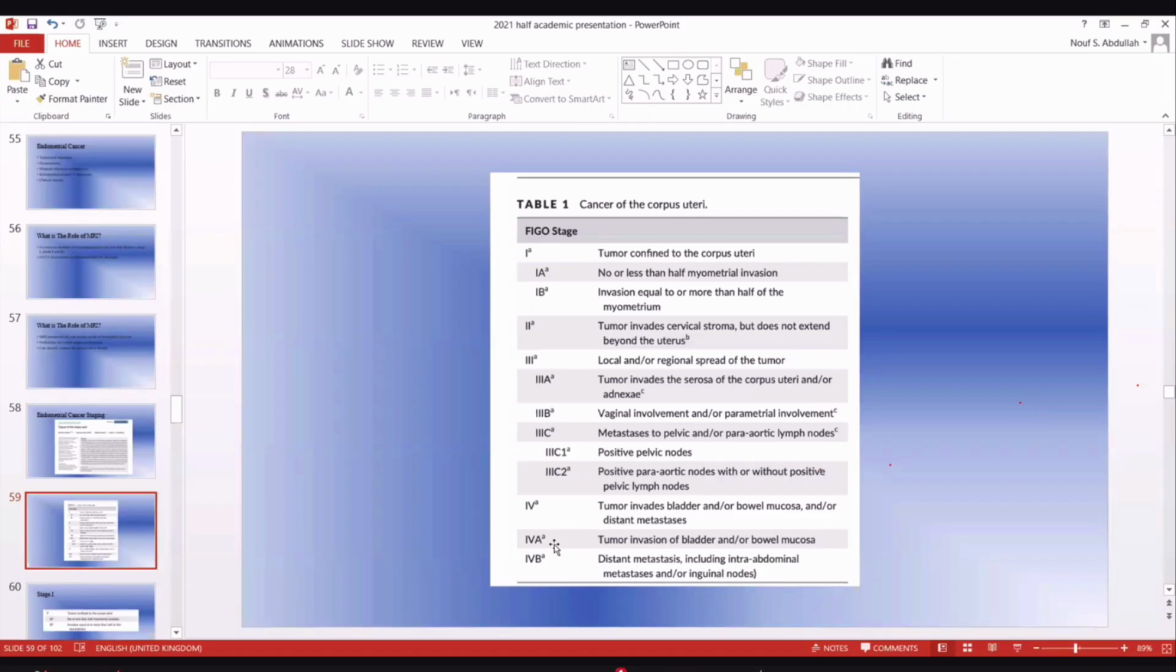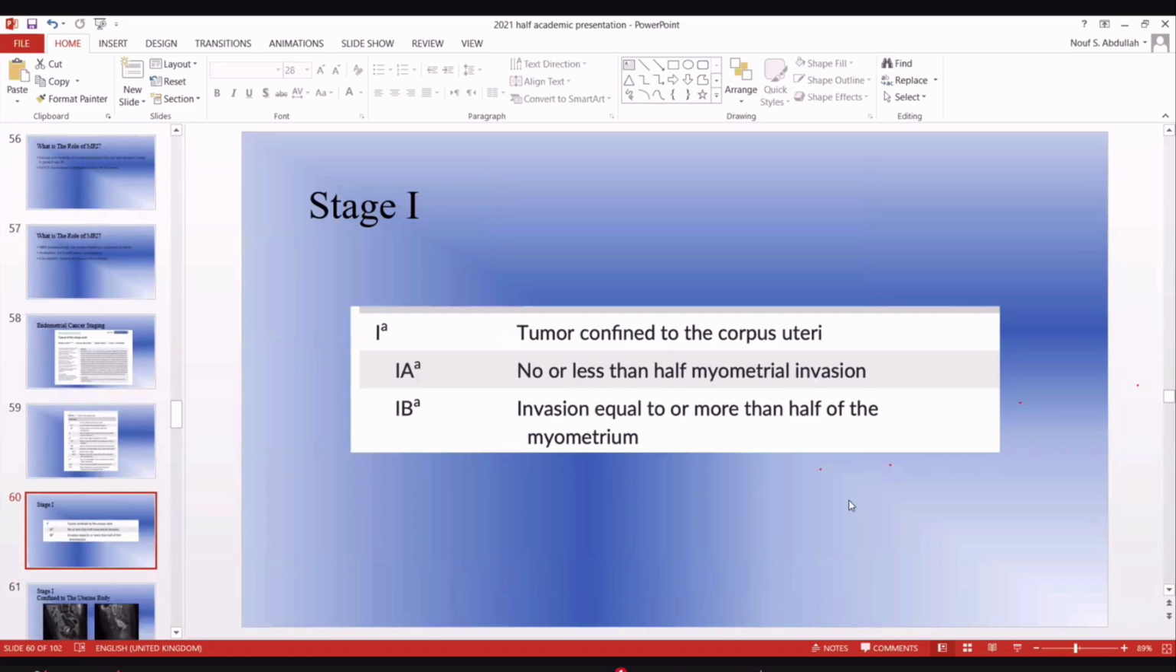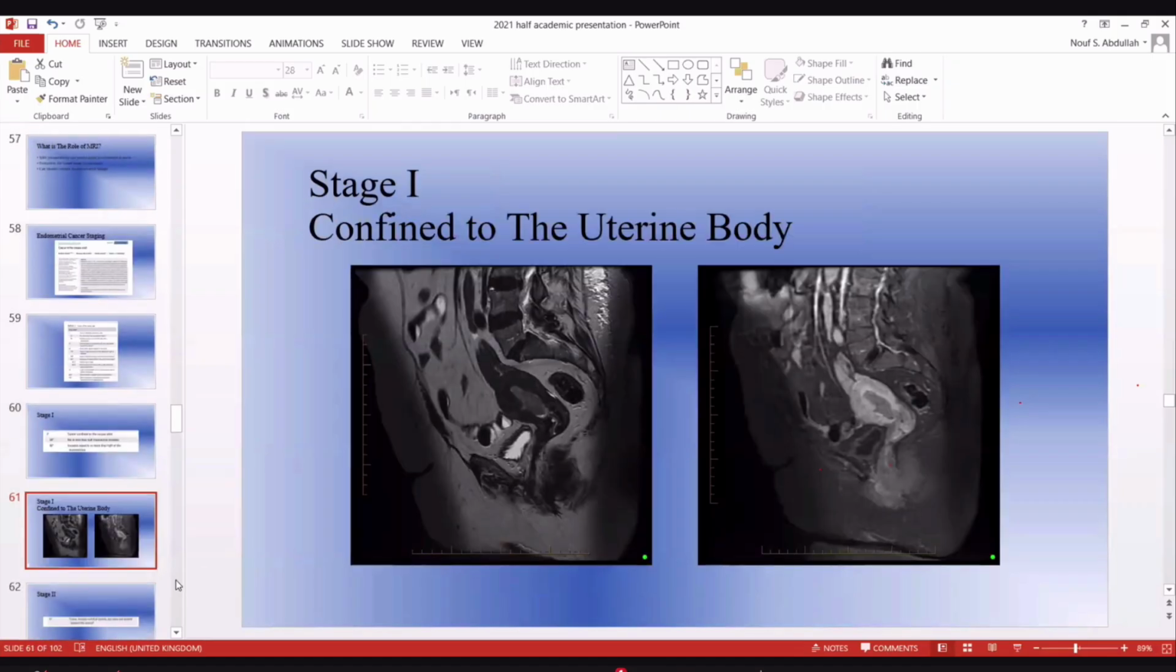Stage 4, very similar to the cervix. A, when you have invasion into the bladder or the bowel. B, when you have distant metastasis. So if we look at stage 1, this is the one that is commonly seen, 1A and 1B, outer or inner myometrium. So this is a good case.